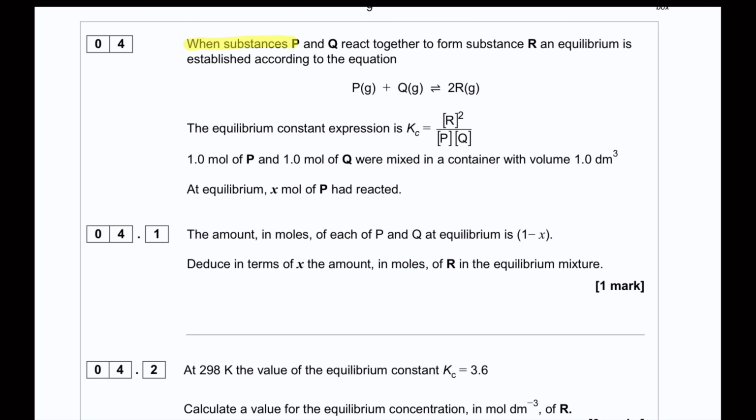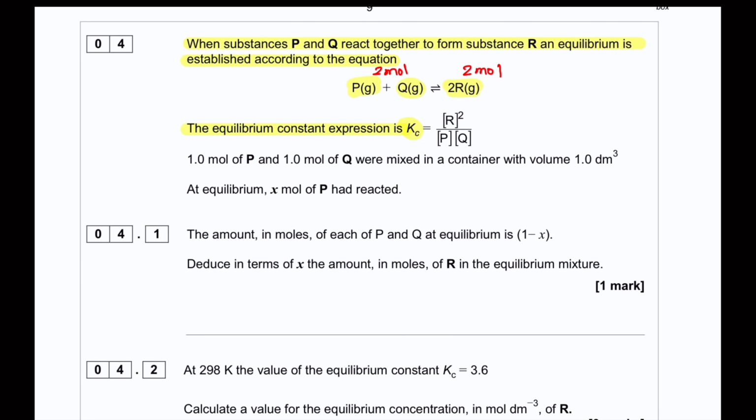When substances P and Q react together to form substance R, an equilibrium is established according to the equation. So we can see P, which is a gas, reacts with Q in a reversible reaction to produce 2R, which is also a gas. So 2 moles on the left hand side produces 2 moles on the right hand side. The equilibrium constant expression is Kc.